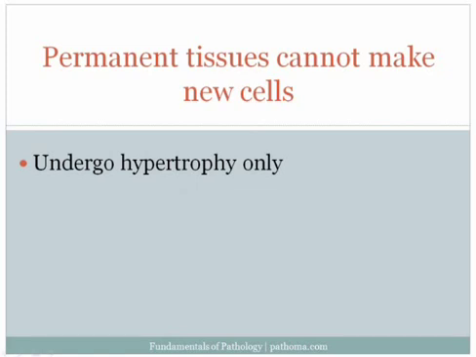One important exception to this general principle is permanent tissues. Now, permanent tissues do not have stem cells, and because they do not have stem cells, they cannot make new cells.